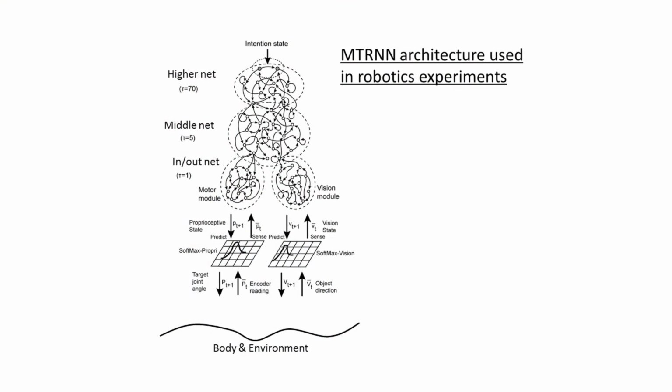So this is the actual network that was used for the humanoid robot experiments. It consists of a higher level, a middle level with time constants of 70 and 5, and the input-output level. This one is a kind of motor module that is actually getting the current joint angle and predicting how it will change at the next time step. This part is a vision module.